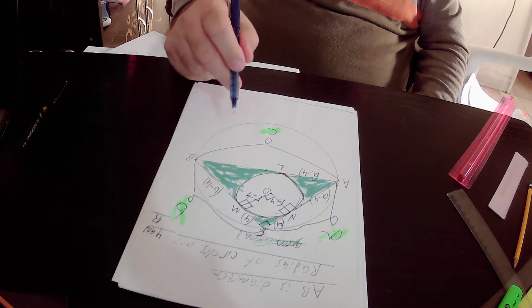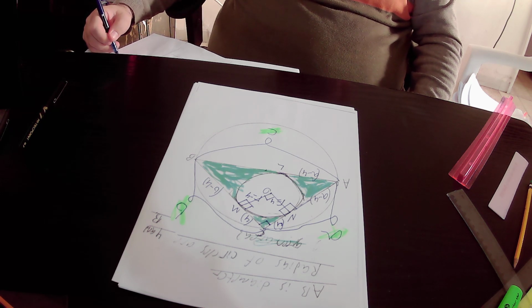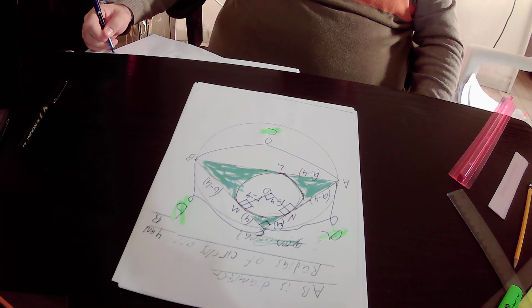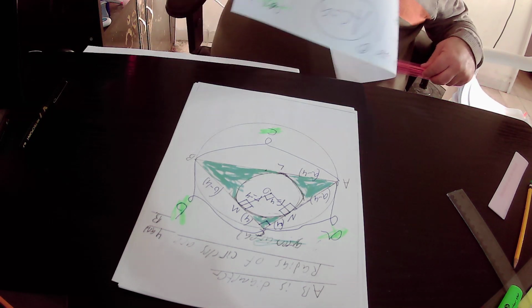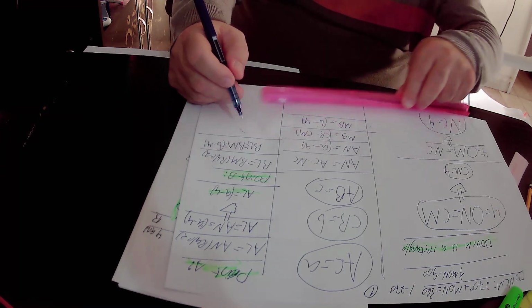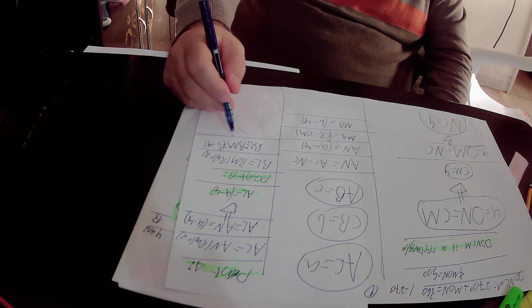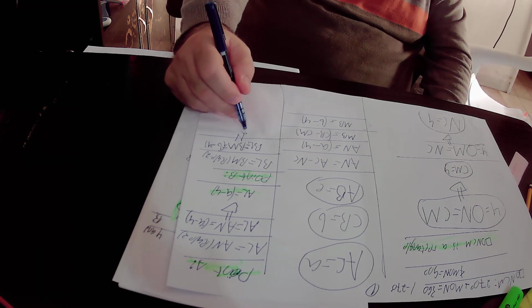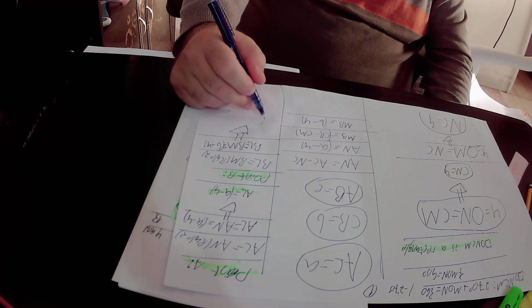But we already found out that BM equals B minus 4. And from this equation, BL equals BM equals B minus 4, we will derive that BL is also equal to B minus 4.